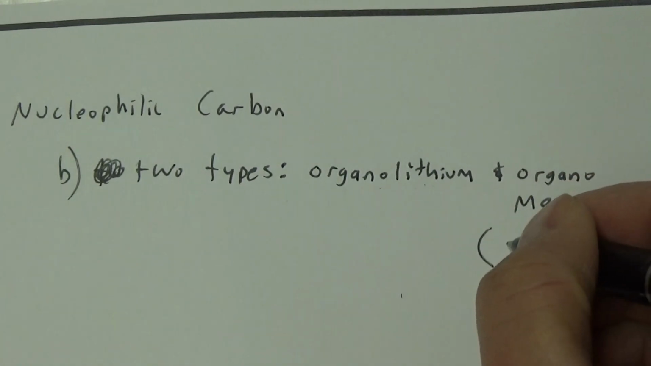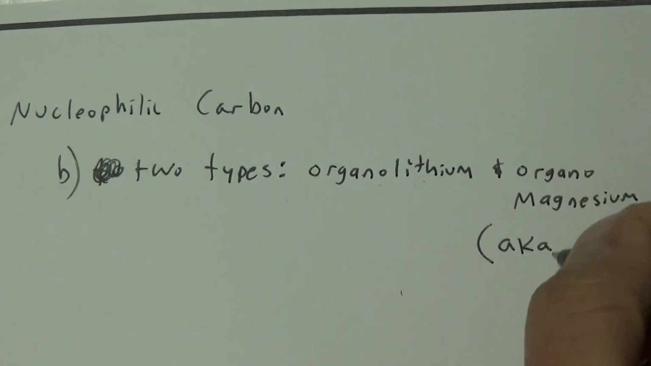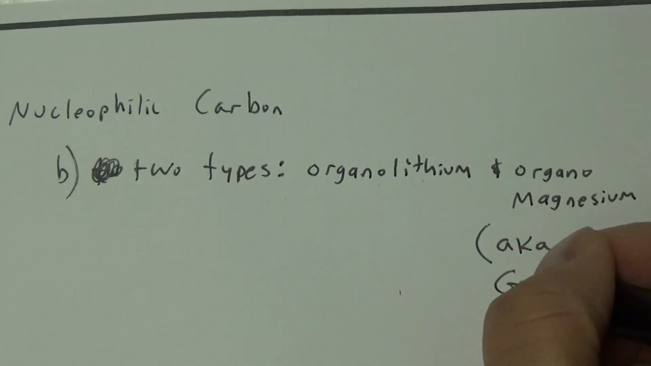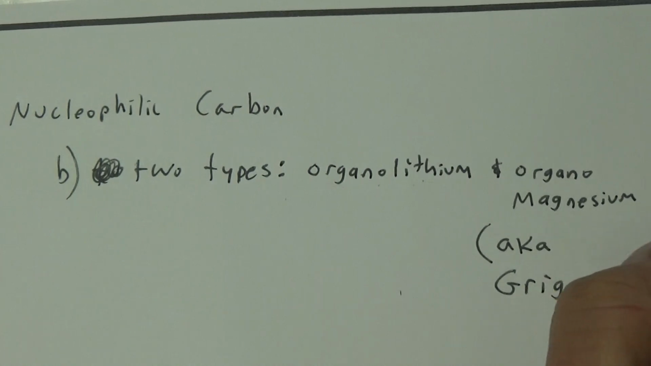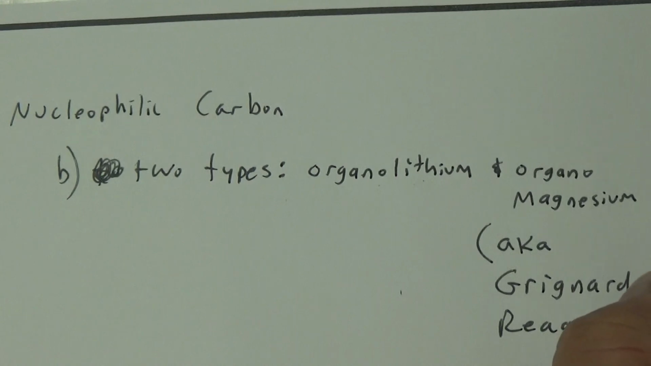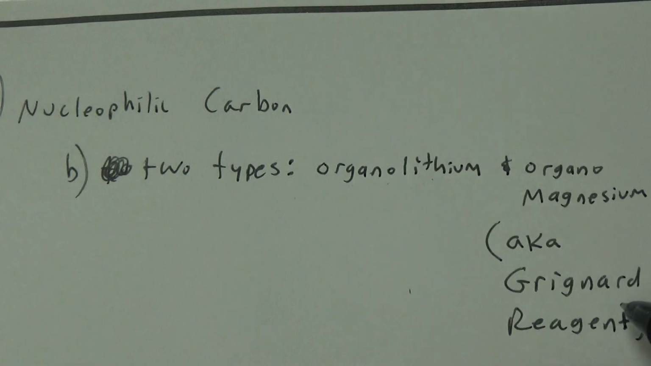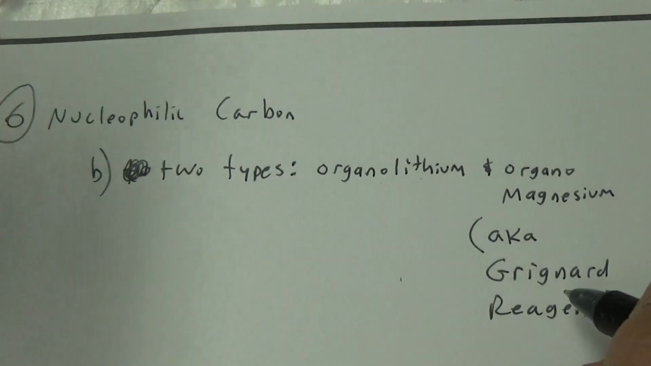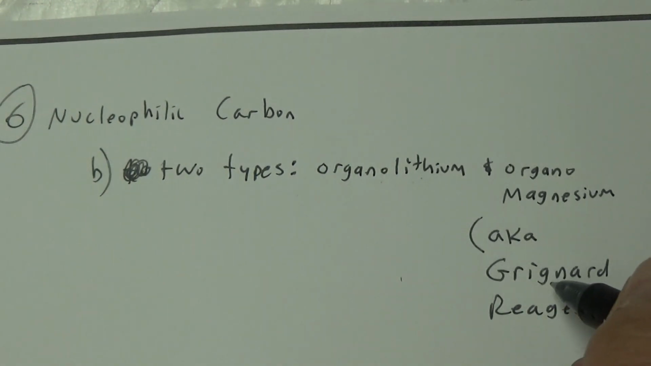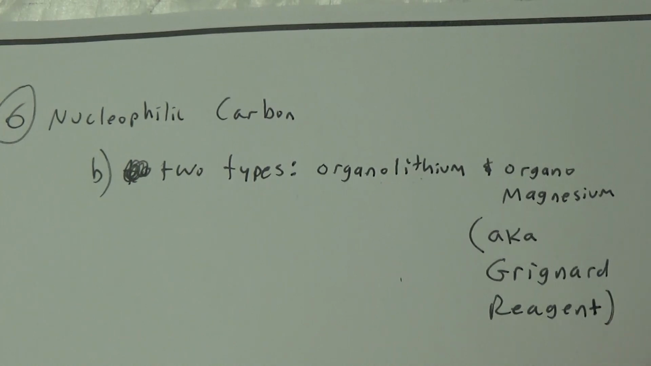And the organomagnesium has another name. It's also known as a Grignard reagent. Grignard. It's a weird pronunciation, and it's French, I think. The G is silent, and it's almost like there's a Y in there. That's how it is pronounced. Grignard.